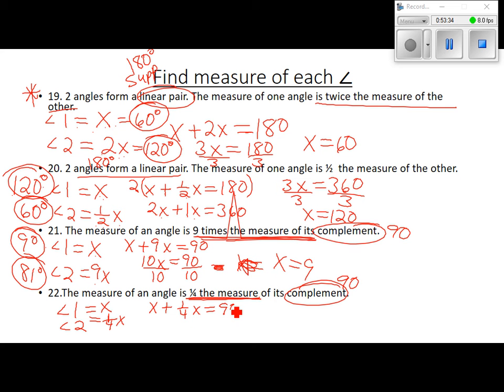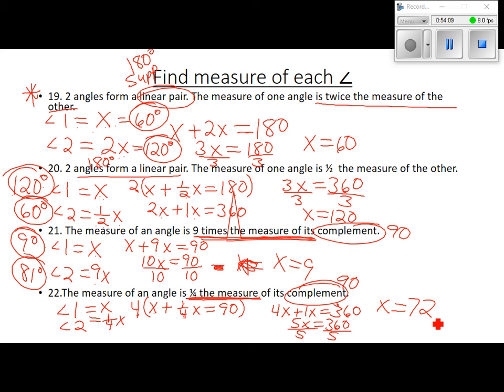This time, to get rid of this fraction, I'm going to multiply the whole thing by 4. 4 times x is 4x. 4 times 1/4, you take times the top, then divide by the bottom. 4 times 1 is 4, divided by 4 is 1. So you get 1x there. And that equals 4 times 90 is 360. 5x equals 360. Divide both sides by 5. Grab your calculator and divide that out. You end up with x equals 72.